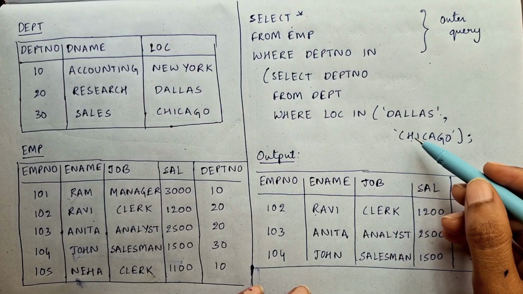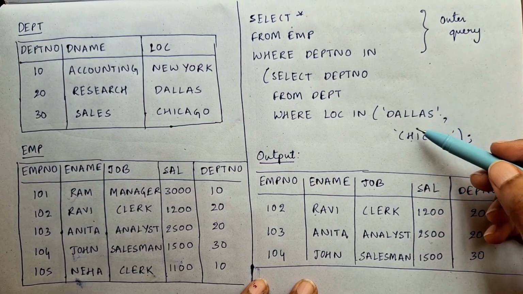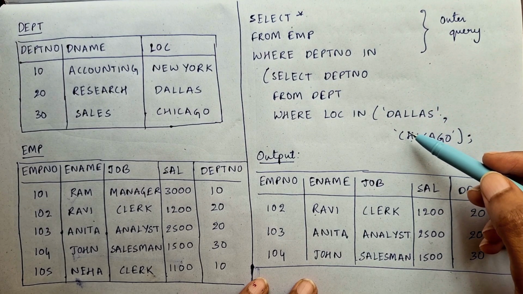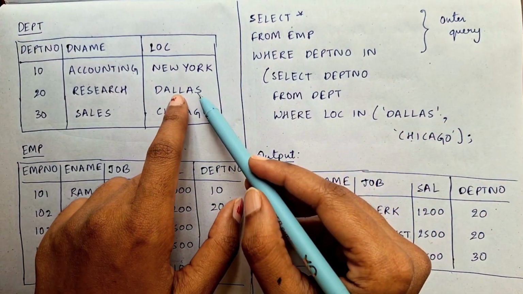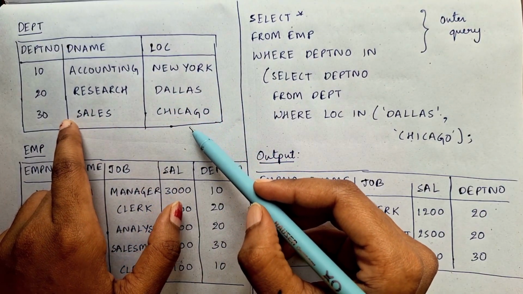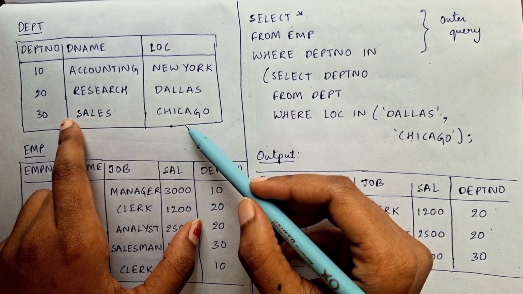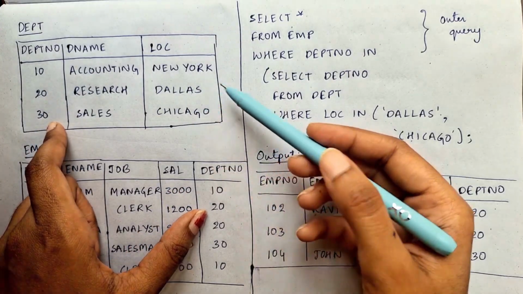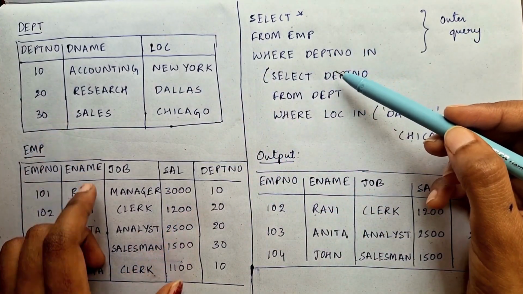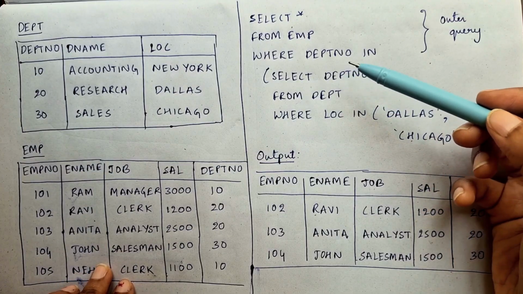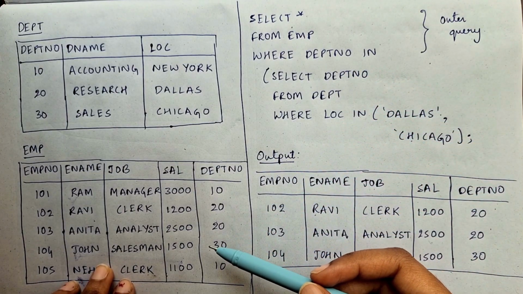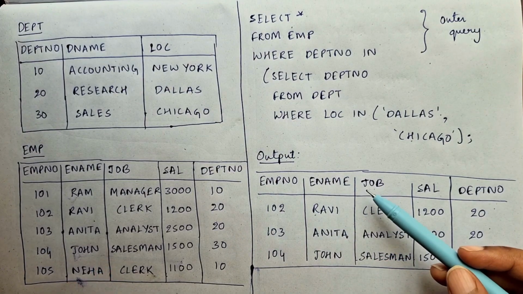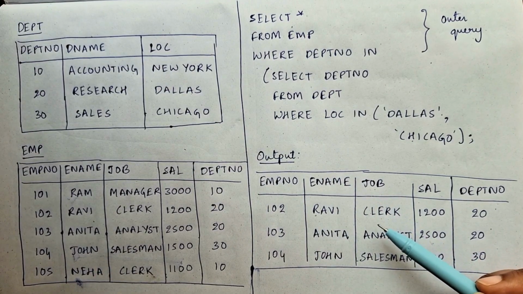Now let's see how this query executes. First, the subquery runs and finds the department numbers of location Dallas and Chicago. So from the department table, it returns the values 20 and 30. Then the outer query checks the EMP table and selects employees whose department number is either 20 or 30. So the final output will be this, guys.